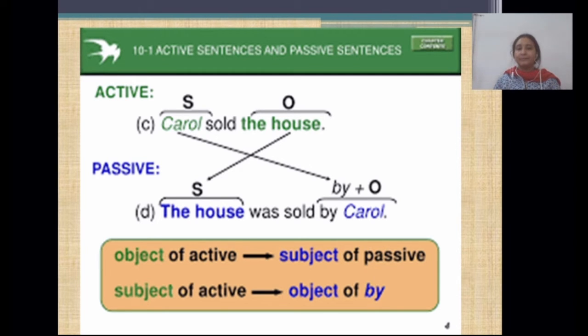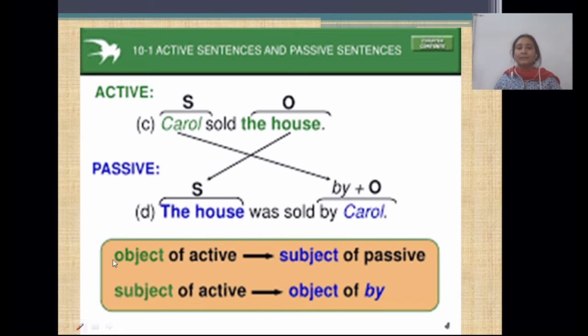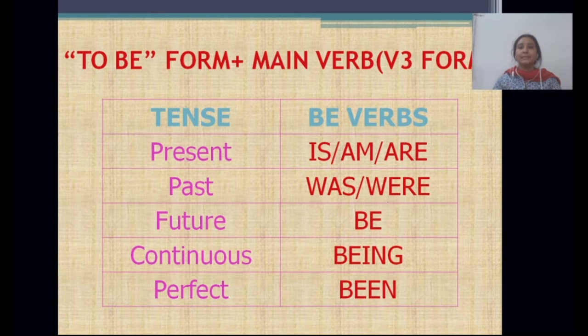So what's our rule? The object of the active becomes the subject, and the subject of the active becomes the object. So we have to think, and then the subject of the active becomes the object of by. We have to add by before the object. Moving on. Next, to be forms plus the main verb.